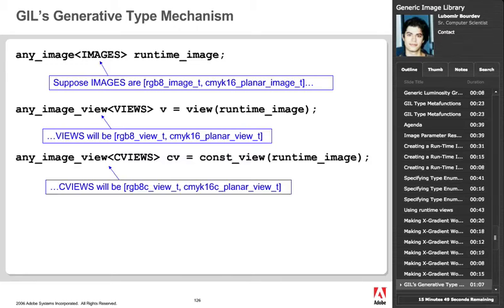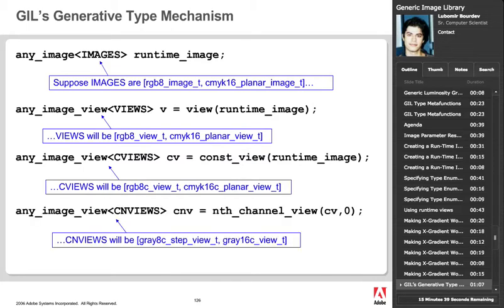If instead you request the constant view of a runtime image, you get back any image view of the corresponding immutable view types. If you now call nth channel view of the immutable views, you get back the collection of immutable step views.